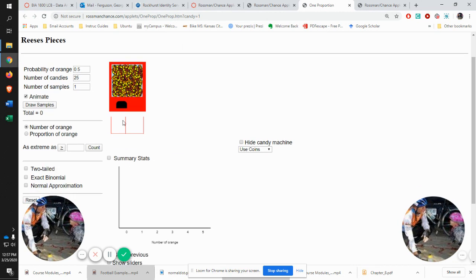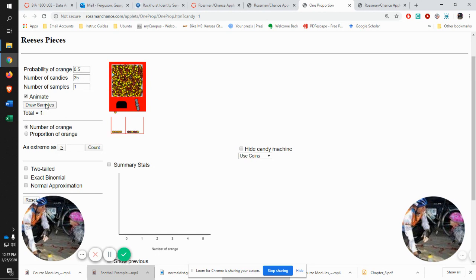So what does that actually mean and how does it work? We have this Reese's machine. We're going to animate it and draw a sample of 25 candies and see how many are orange. In this case, 15 of them came up orange. We'll put a plot in the summary stats of where the 15 was. Let's draw another sample. This time we got 12, real close to what we would expect.